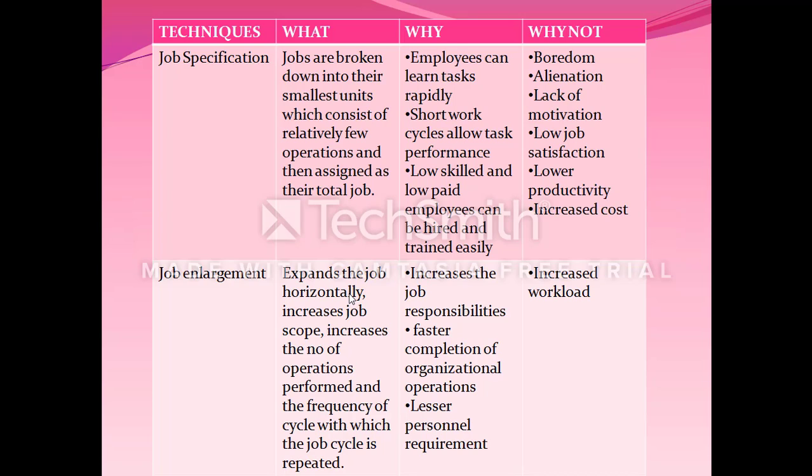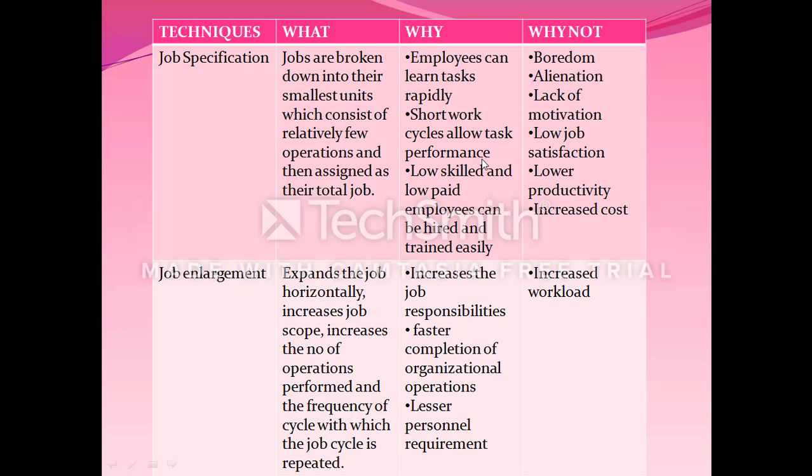Job specification is simply you break down the job into smaller tasks and smaller units, which are very few operations, and then assign those jobs clearly to the other person. What happens here is that the person knows how many things he has to do, what the operations involved are. He gets a very clear picture in his mind that he has to do these things. So it helps the employee learn the task rapidly. He has short work cycles.